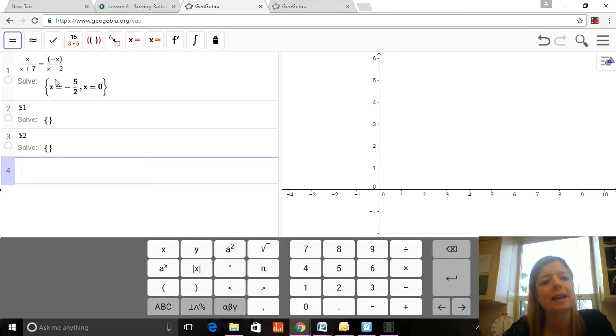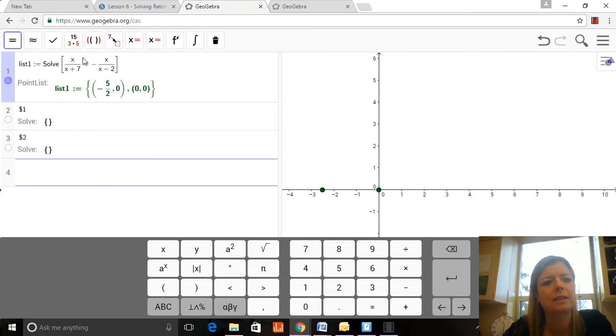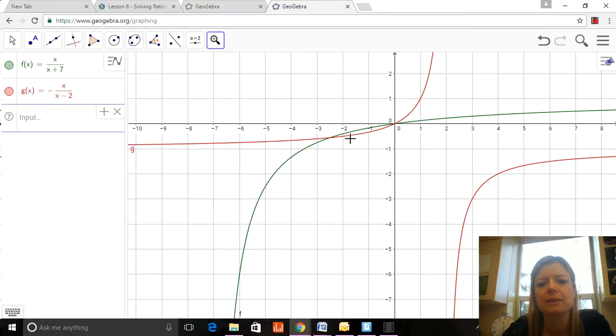Notice that x equals negative 5 over 2 and x equals 0 are the solutions to this problem. Those are the two x coordinates. If we go back to this, that confirms that this is minus 2.5 and this is 0. So our answer is that the green is less than the red between negative 7 and minus 5 over 2, and between 0 and 2. That's how we do it graphically.